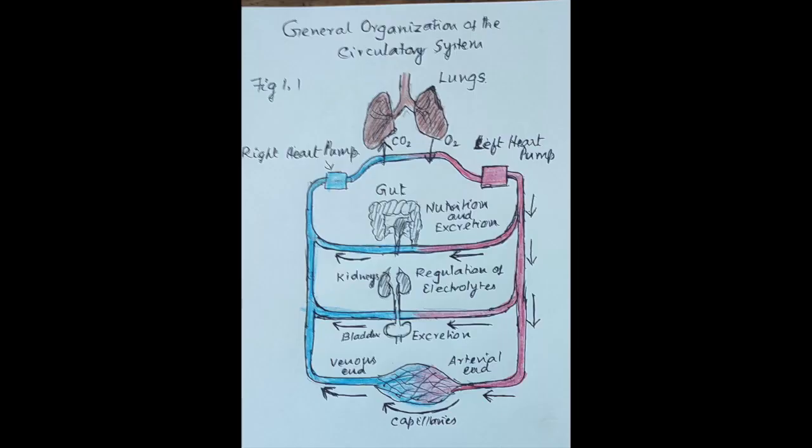This figure shows the circulation of blood. Oxygenated blood comes to the left heart and is pumped to tissues. In the tissues, oxygen is used and carbon dioxide diffuses through tissues to the blood. The blood reaches back to the right heart and is pumped to the lung where it is oxygenated, and the cycle begins all over again.